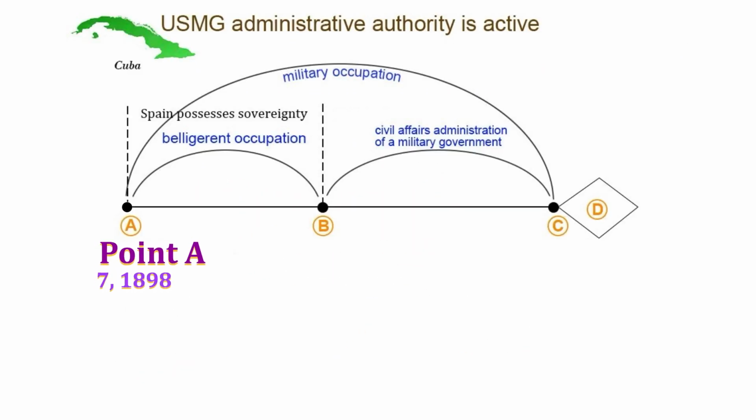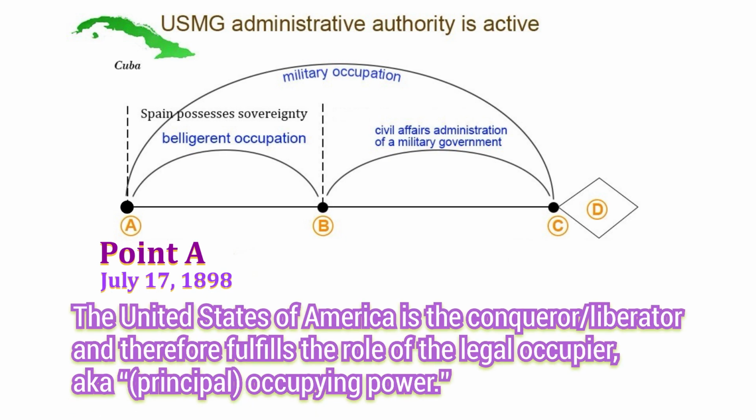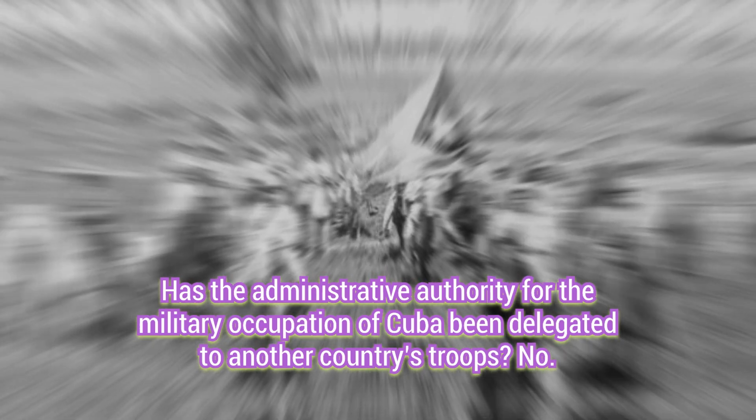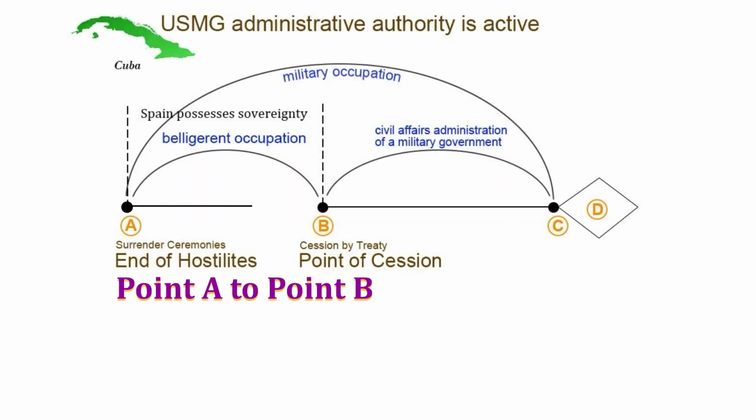Point A. July 17, 1898. Surrender ceremonies, end of hostilities, beginning of United States military government jurisdiction. The United States of America is the conqueror, liberator, and therefore fulfills the role of the legal occupier, aka principal occupying power. Has the administrative authority for the military occupation of Cuba been delegated to another country's troops? No.